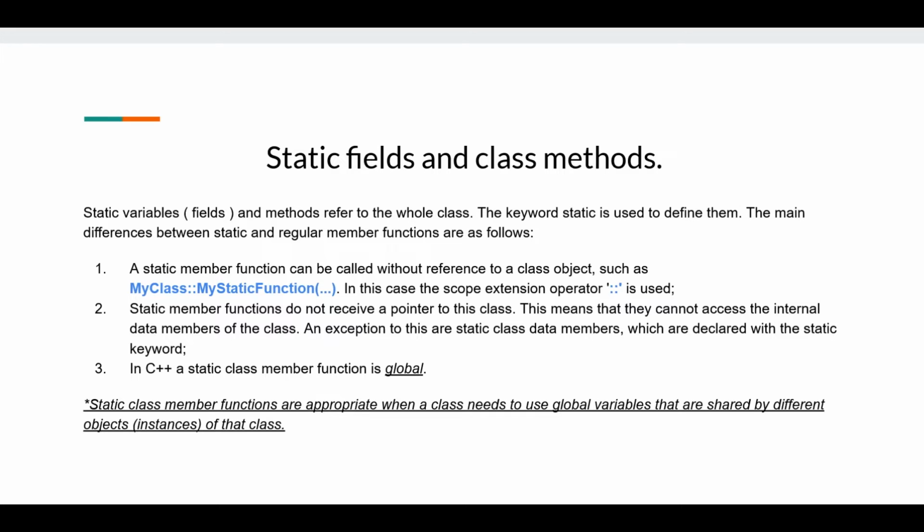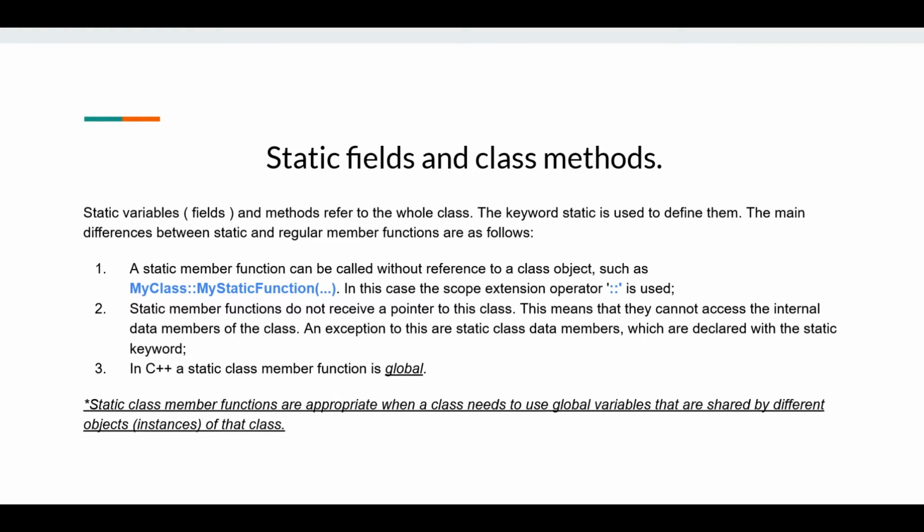The main differences between static and regular member functions are as follows. A static member function can be called without reference to a class object. Static member functions do not receive a pointer to the class. This means that they cannot access the internal data members of the class. An exception is static class data members that are declared with the static keyword. In C++, a static member function of a class is global.